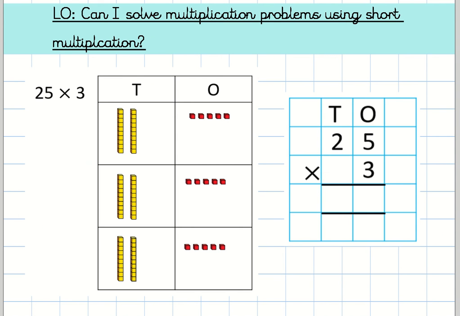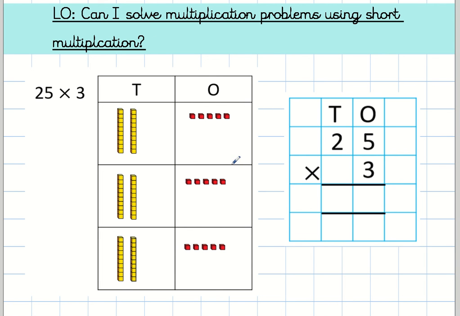Let's have another go. So we're doing 25 times by 3. The first thing we do is 3 times 5. And hopefully you'll be thinking about the fact that 3 times 5 is 5, 10, it's 15. And again, I can't write 15 in here like that, can I? So, have a think what we're going to need to do.